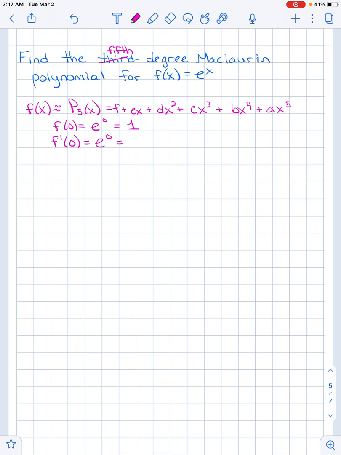So e to the 0 again is 1. So the second derivative of e to the x is e to the x, and e to the 0 is 1. I think you see the pattern. This is going to happen over and over again.